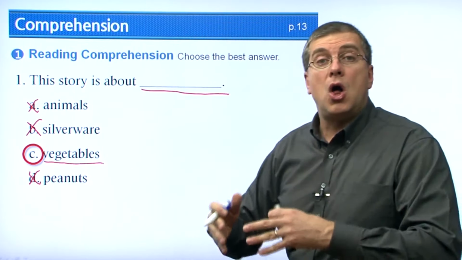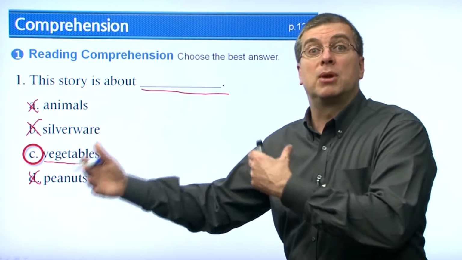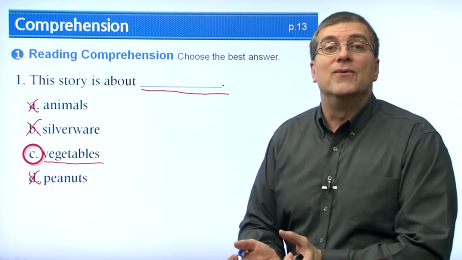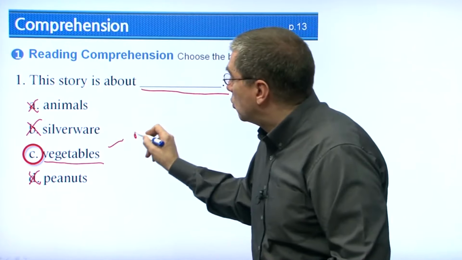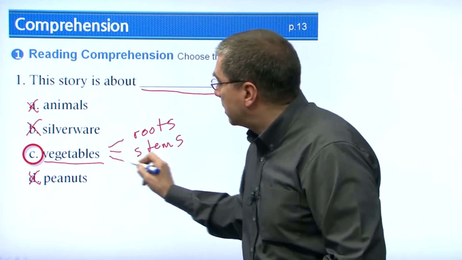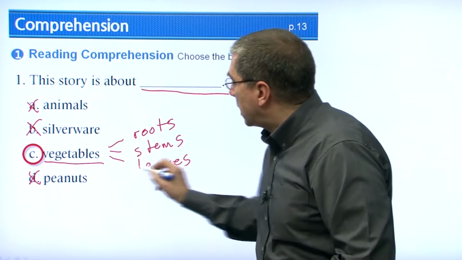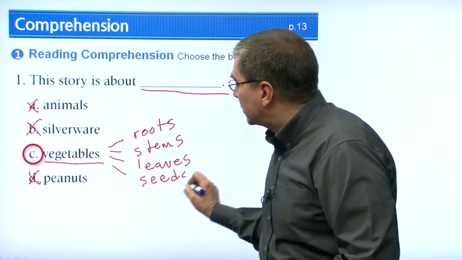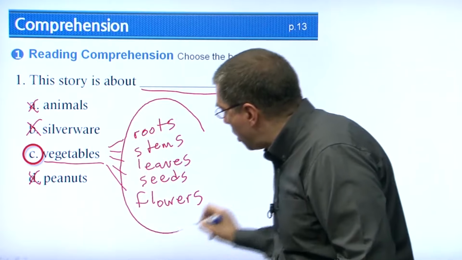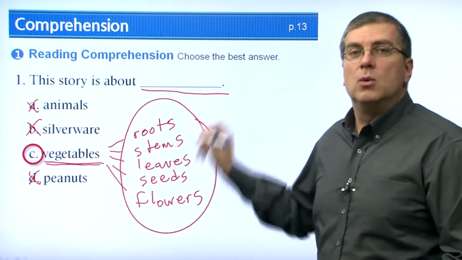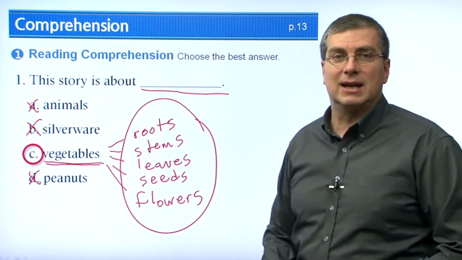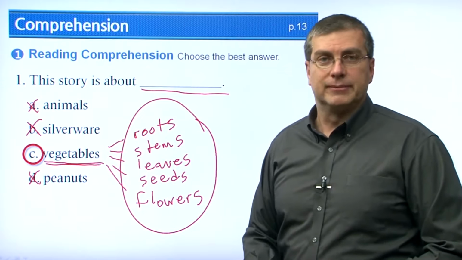Vegetables are all the different parts of a plant. We're talking about vegetables. We're talking about roots, stems, leaves, seeds, and flowers. These are all vegetables, right? We eat those. So this story is about vegetables. We talked about all of these things. They are all vegetables. Okay, number 2.